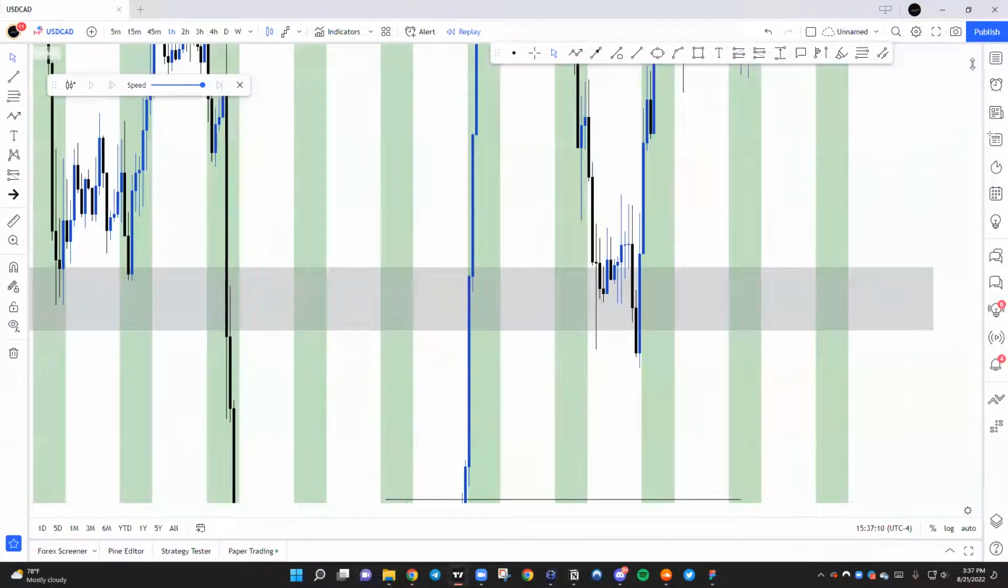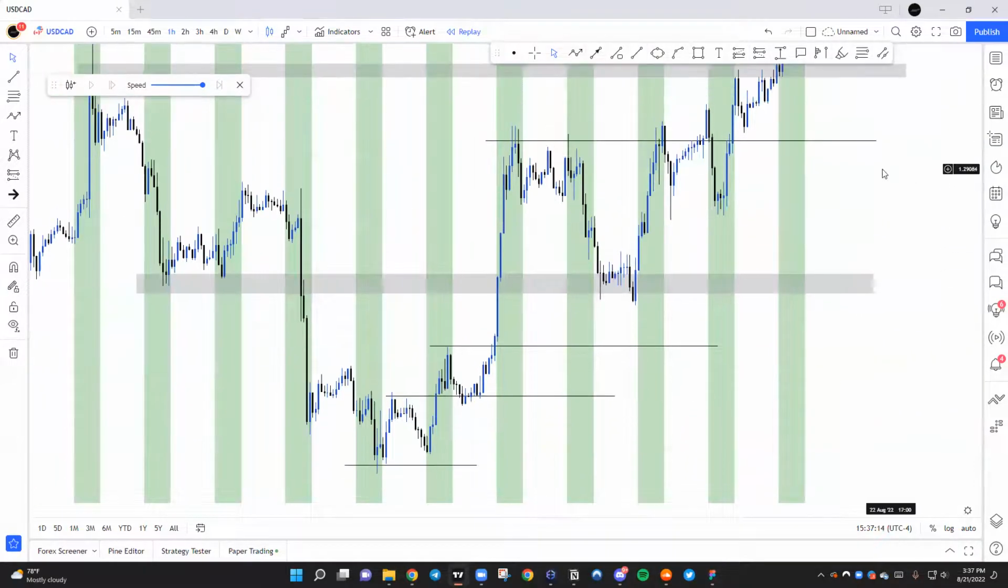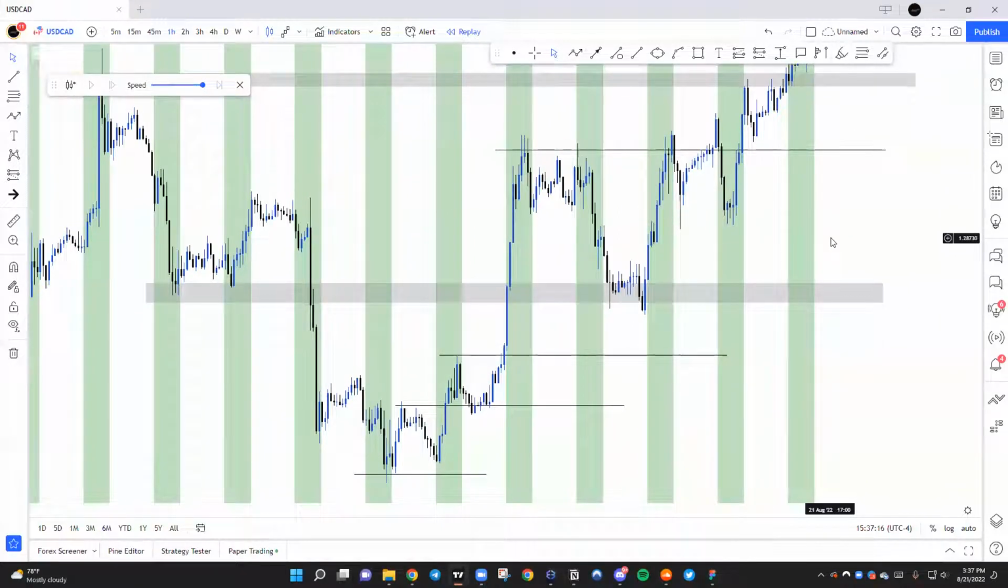So volume is really your friend. It helps the moves go faster. If there's no volume, the move is going to take a little while. So that's why you probably might notice sometimes, on NAS the price is going super slow, and that's because you're not trading in the right session.